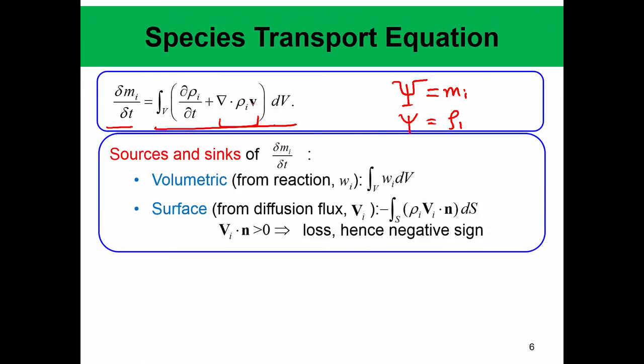Now, please note that this is a bulk velocity, but interestingly this is not for the total mass. Of course, the total mass is conserved, but in this case there can be sources and sinks of dmi dt. That is, the rate of change of the mass of a particular species inside a combustion environment may not be 0.